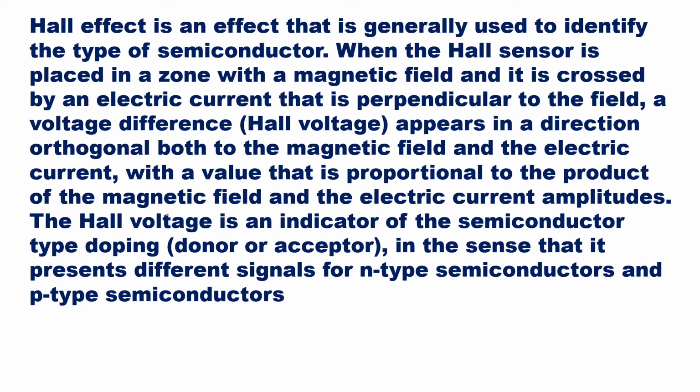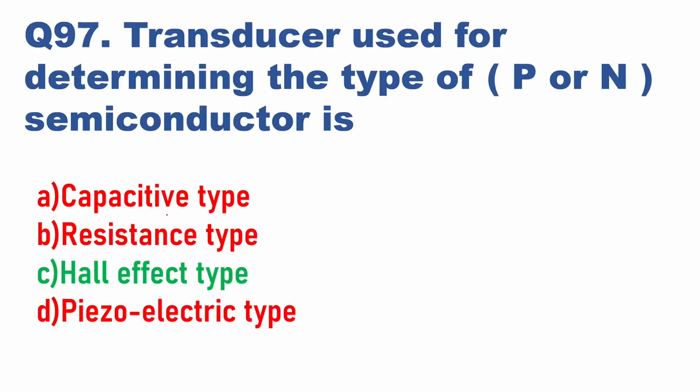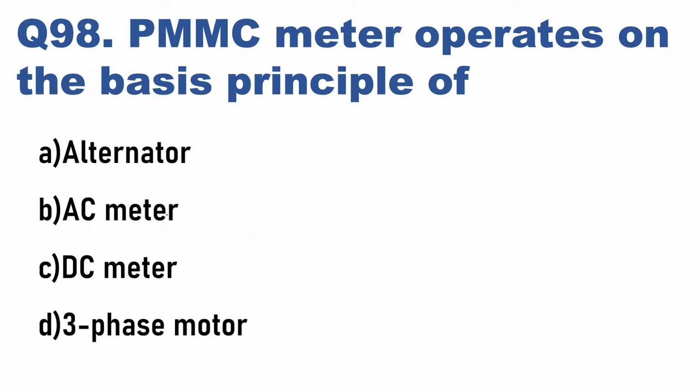The Hall voltage is an indicator. Remember here, the Hall voltage is an indicator of the semiconductor type doping, whether it is donor or acceptor, in the sense that it presents different signals for N-type semiconductor and a different signal for P-type semiconductor. That is why we can differentiate whether the semiconductor is N-type or P-type. So it is the Hall effect which is used. So here you can see option C, Hall effect type will be the right answer. Then we'll go to the next question.